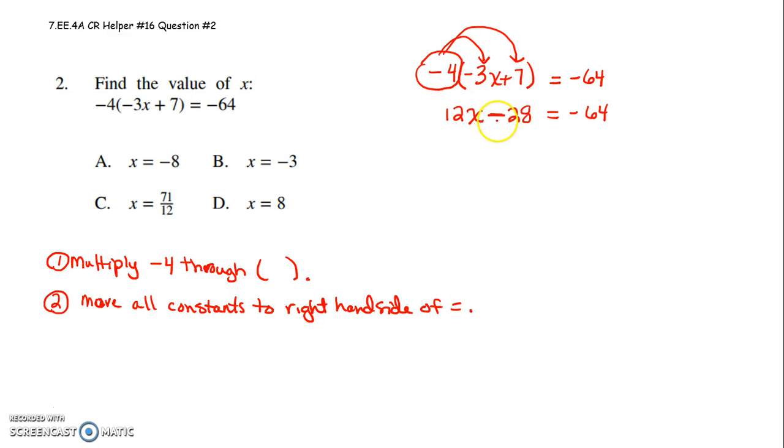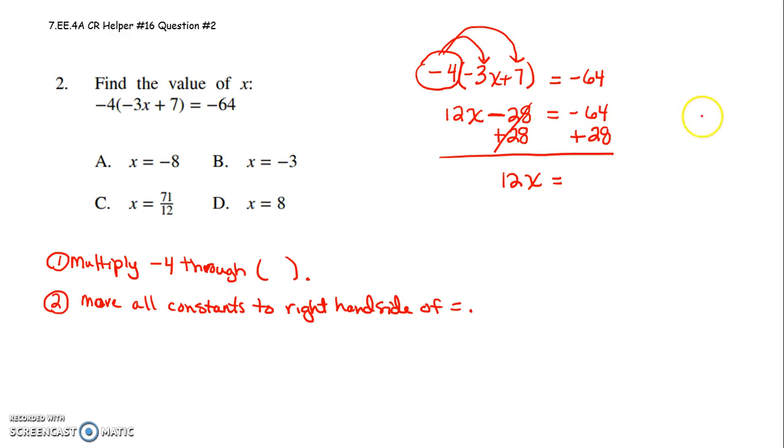So I look here and I say, okay, I need to move this -28 over here. How do I undo this subtraction? I undo subtraction with addition. So I'm going to add 28 to the left side of my equal sign. If I'm going to add 28 to the left side, I must also add 28 to the right side. -28 plus 28, those zero out. That was the whole point. On the left side, I'm left with 12x equals -64 plus 28.